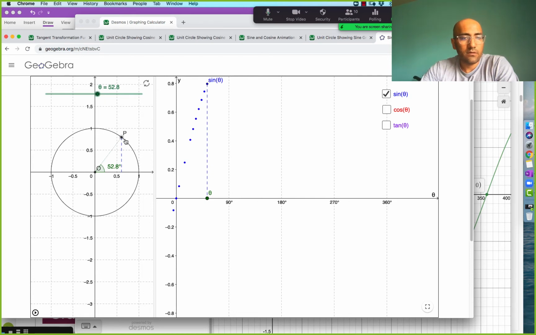Can I touch this thing? Am I allowed to move this? No, I'm not. Okay.